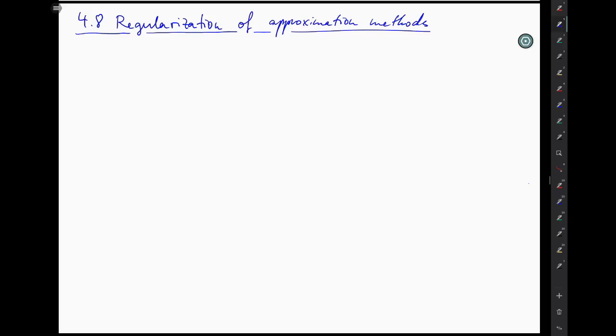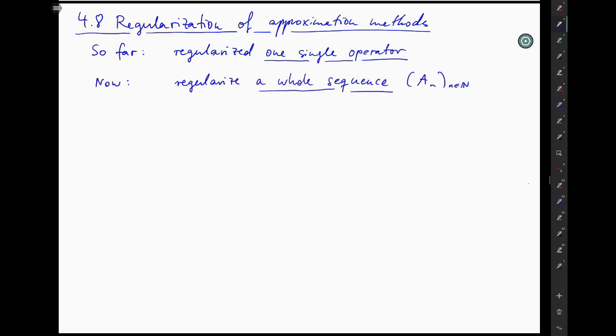Good. 4.8 Regularization of approximation methods. So far we have learned different techniques how to regularize one single operator. In this section we will learn how to regularize a whole sequence AN. And here's our starting point for this section.